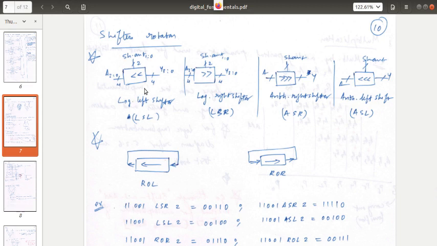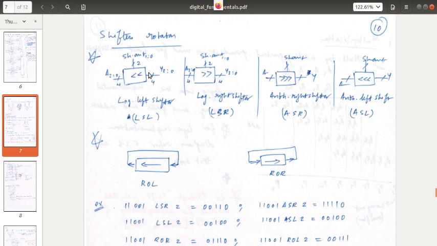First of all, shifting can be of two types: logical shift and arithmetic shift. We'll see the difference in a minute. So this is the symbol. 2 arrows indicate logical shift and 3 arrows indicate arithmetic shift, right?